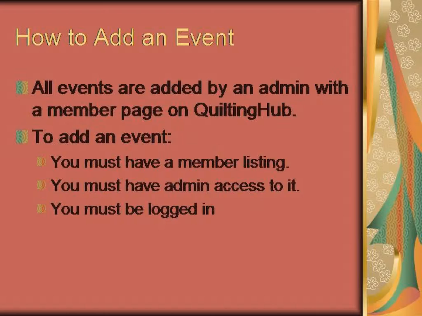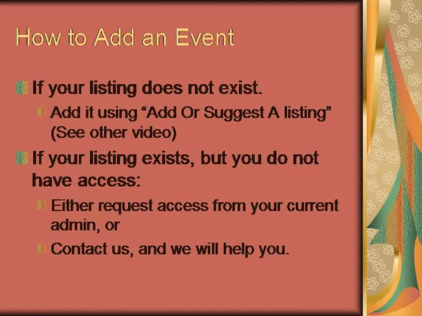All events are added by an administrator of a member page on QuiltingHub. So to add an event, you must have a member listing, you must have admin access to that listing, and you must be logged in so you can work with it. If your listing does not exist, add it using the Add or Suggest a Listing button. See the other video on how to do that. If your listing exists but you do not have access to it, you can either request access from your current administrator or contact us and we will help you.